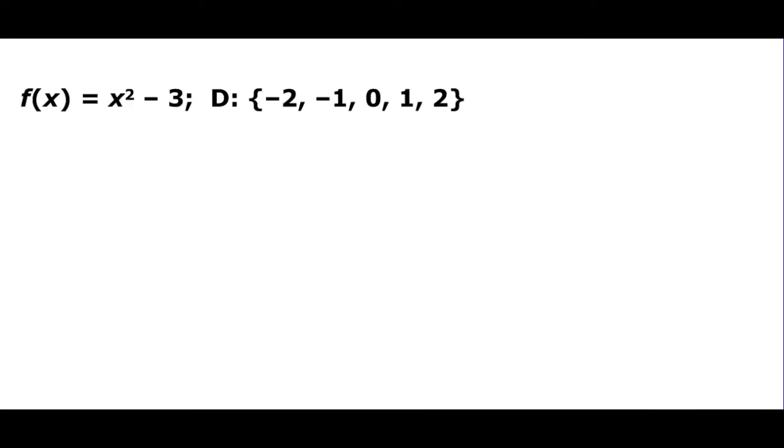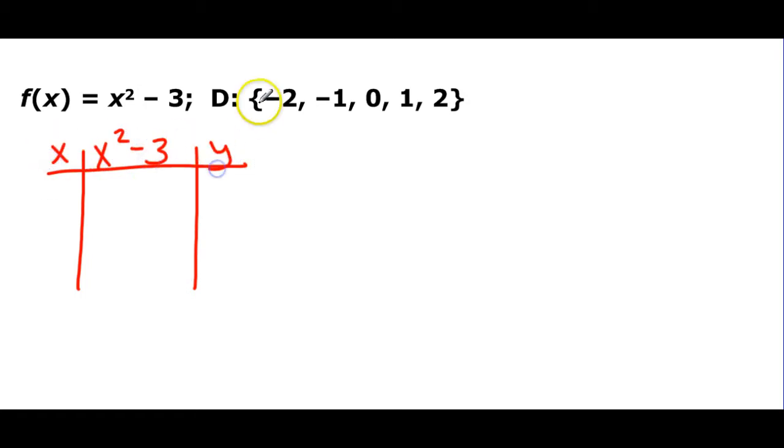Okay, let's try another one. Again, pause it, try it, graph it, check it. All right, so I'm going to set up my H chart. This time I've got x squared minus 3. My x values are -2, -1, 0, 1, and 2. I really like the H charts because it gives you a place to work. I want to remind you when you're substituting in for a variable, automatically put it in parentheses, especially if you're going to be working with a calculator, because that'll make a difference.